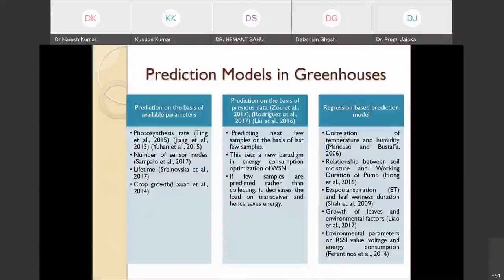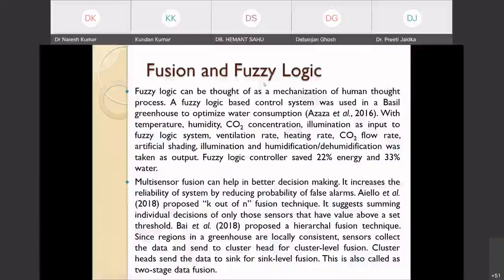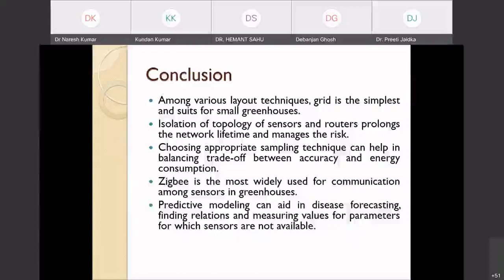Then we have fusion and fuzzy logic for disease prediction. That is one area which is still an open area. One can go for it. And in conclusion, among various layout techniques, we can say the grid is the simplest and suits small greenhouses. Isolation of the topology of sensors and routers prolongs the network lifetime and manages the risk. Then choosing the appropriate sampling technique can help in balancing the trade-off between accuracy and energy consumption.